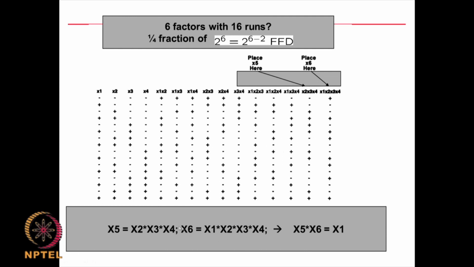So, if I multiply x5 by x6, what will happen? I will be left with x1, since x2 times x2 will become 1, x3 times x3 will become 1, x4 times x4 will become 1. So, x5 x6 has become x1. This is not desired, as I have been telling always, a main effect should not be confounded with a two-way interaction. So, the selection of putting here and here is not a good idea.